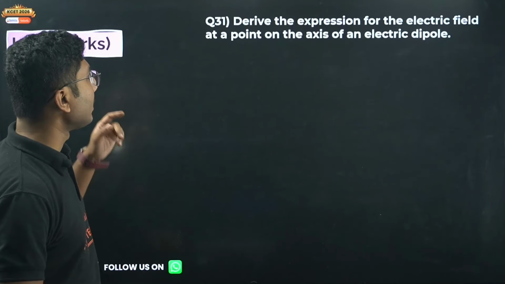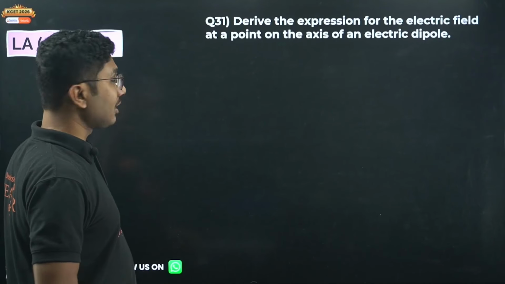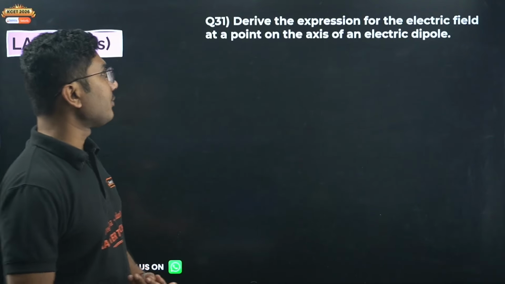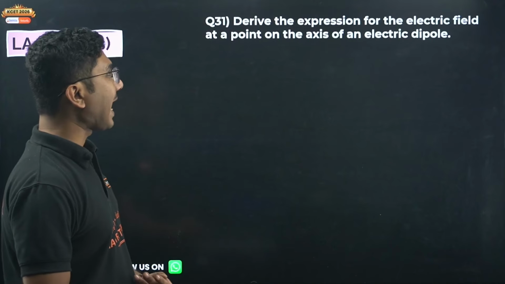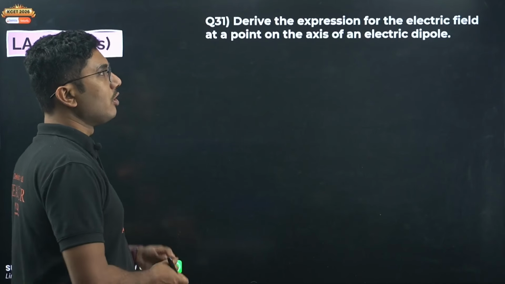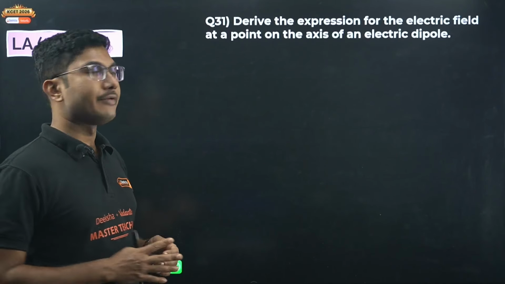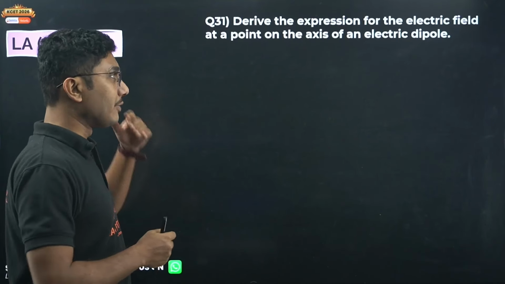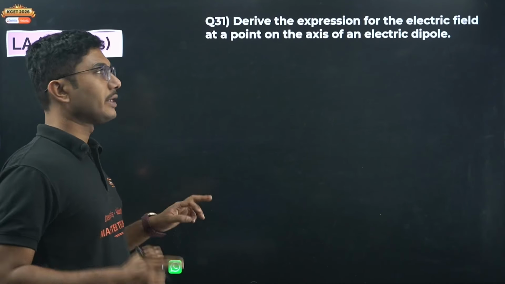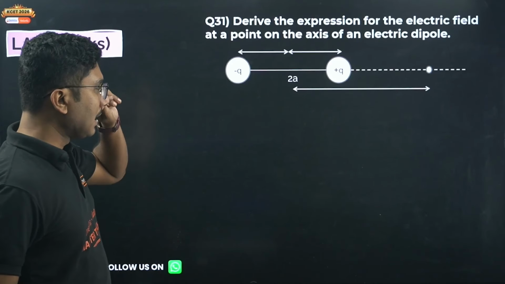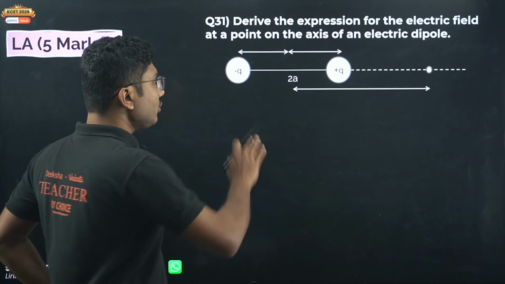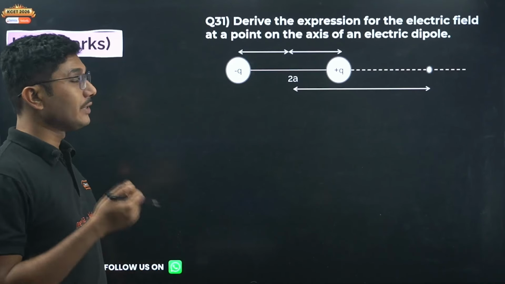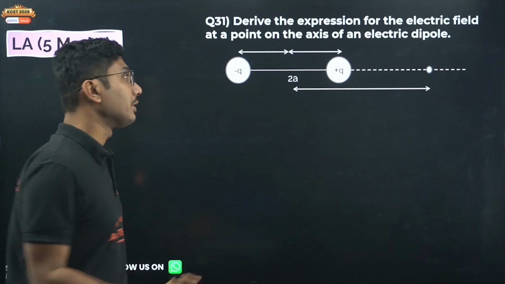Now let's move on to the 5 marker section, long answer type 5 marker derivation questions. Derive the expression for electric field at a point on the axis of an electric dipole. So we will be doing 4 derivations, and if a derivation is coming from this chapter, you are definitely going to get one of these. So first is the electric dipole. A diagram is compulsory whenever you are doing a derivation. If the diagram is required, you have to draw the diagram.